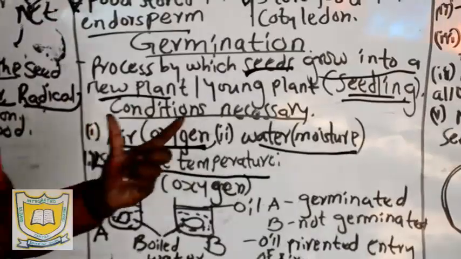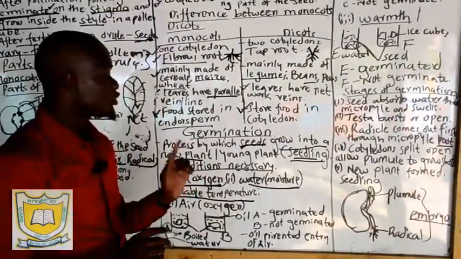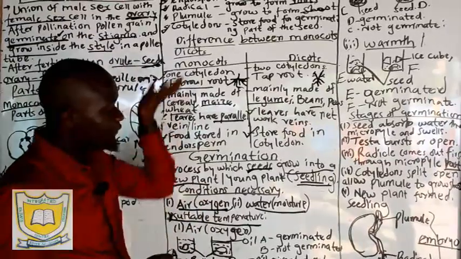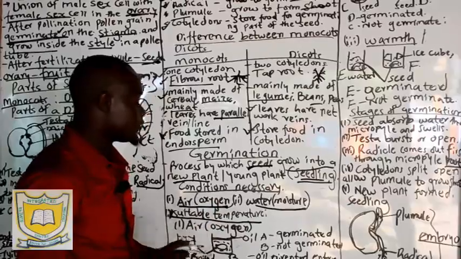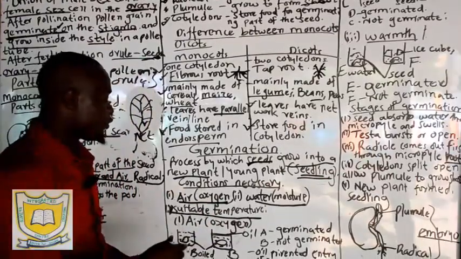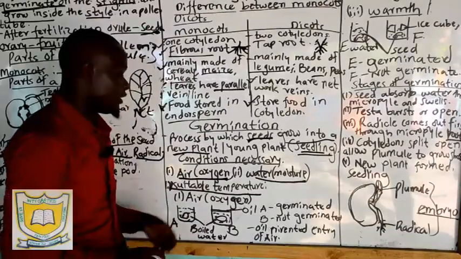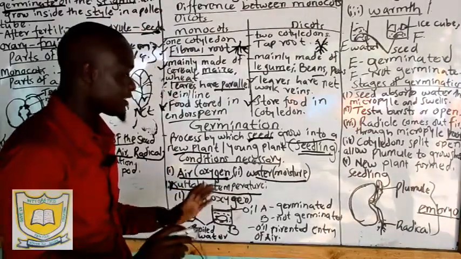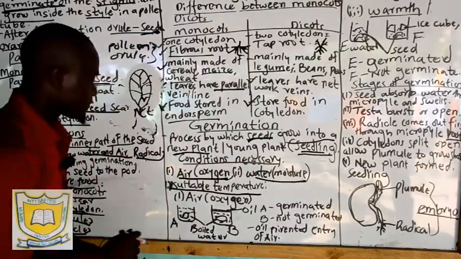We talk of suitable temperature because when the temperatures are very low, germination cannot occur, and when the temperatures are very high, above optimum, germination cannot occur. Therefore we talk of a suitable temperature. Water and air don't have any minimum, but temperature, we'll discuss as we move on.